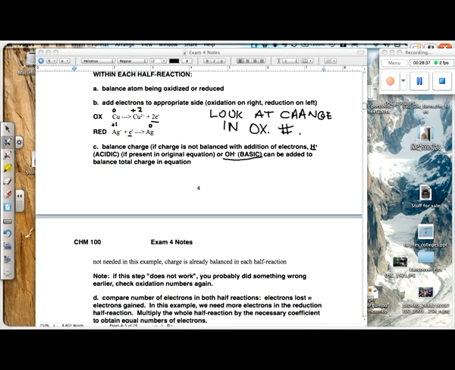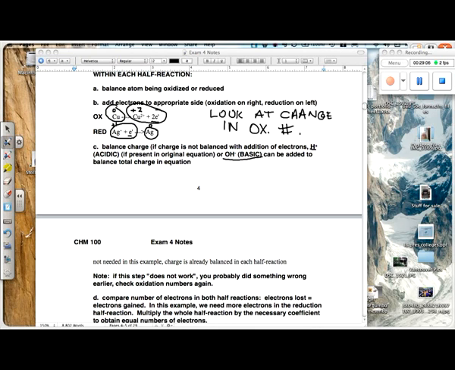+2 on the copper, -2 with the 2 electrons. That makes the charge on this side balanced, neutral, but it's also balanced and neutral on this side, so the charge is balanced. The same thing is true in the reduction. +1 and -1 on the reactant side is neutral, 0. It's also 0 on the product side, so our charge is balanced.